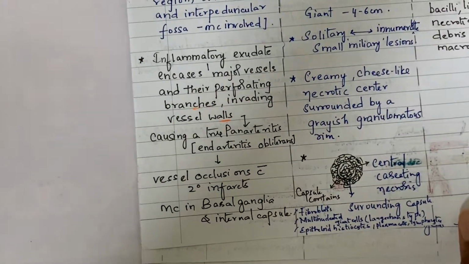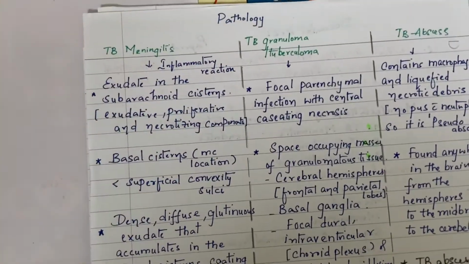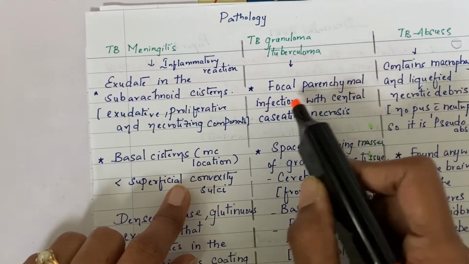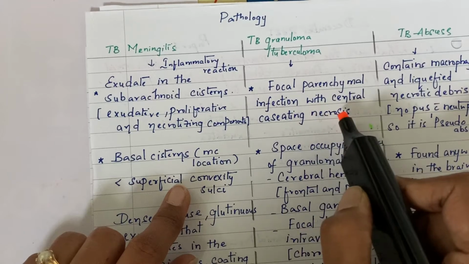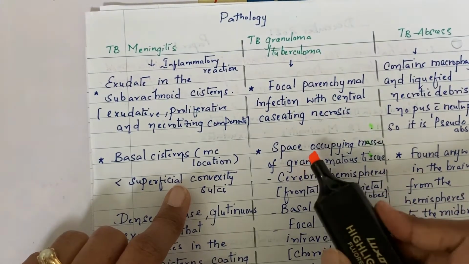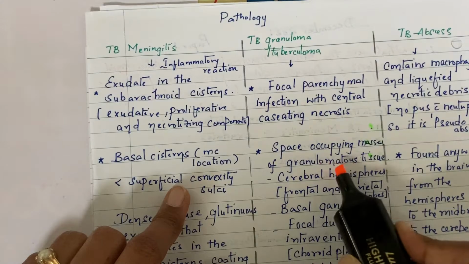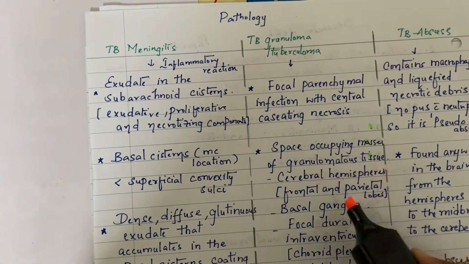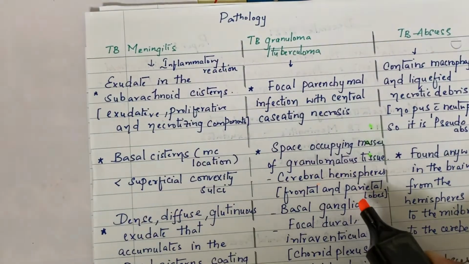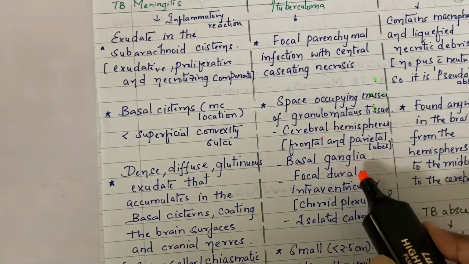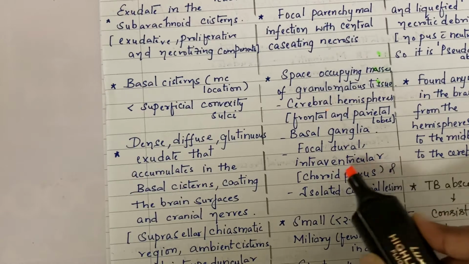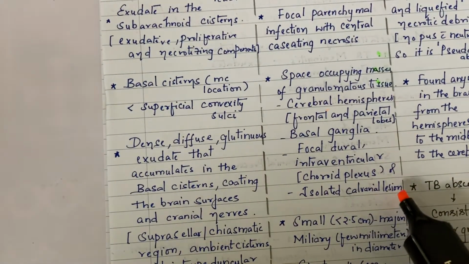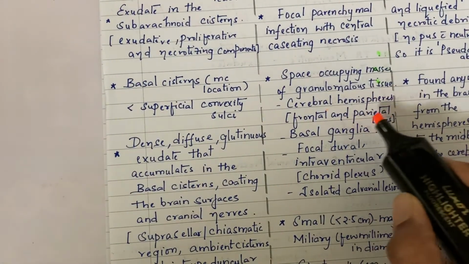Then look for infarcts. Then coming to TB granuloma or tuberculomas. They are focal parenchymal infection with central caseating necrosis. They are space occupying masses of granulomatous tissue. Which are the sites involved? Cerebral hemispheres, frontal and parietal lobes are most commonly involved. In basal ganglia they can be focal, dural, intraventricular, that is choroid plexus, or isolated calvarial lesion. They can also present like this. But most common is cerebral hemisphere, the frontal and parietal lobe.